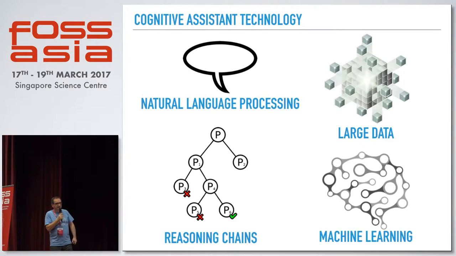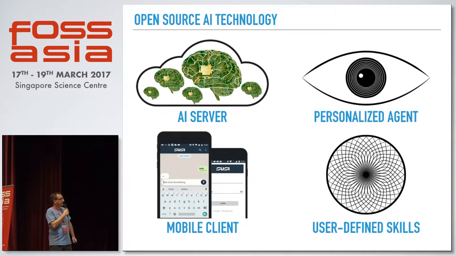If we want to create a cognitive assistant, then we have some more things we should consider. For example, language processing. We must be able to handle a large amount of data. We should know what a reasoning chain is, what a computer proof is, maybe what an expert system is, and we should be able to handle machine learning algorithms. But if you want to handle a personal assistant yourself, then you should be able to work with open source software, and there are some components you should expect in an open source framework, and that is there is a server, an AI server, where you can put in things and get out things. It should provide a personalized agent. And maybe you have a mobile client and you have the same thing as Siri, Cortana, and you can speak to your artificial intelligence. And you should be able to create user-defined skills.